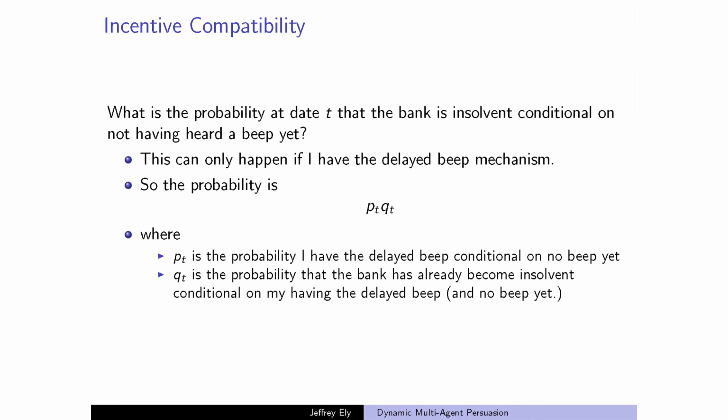Okay, it's still true that the other guy is running if and only if the bank is insolvent. I mean, running only if the bank is insolvent. So I just care about the probability that the bank is insolvent. So what is that probability?